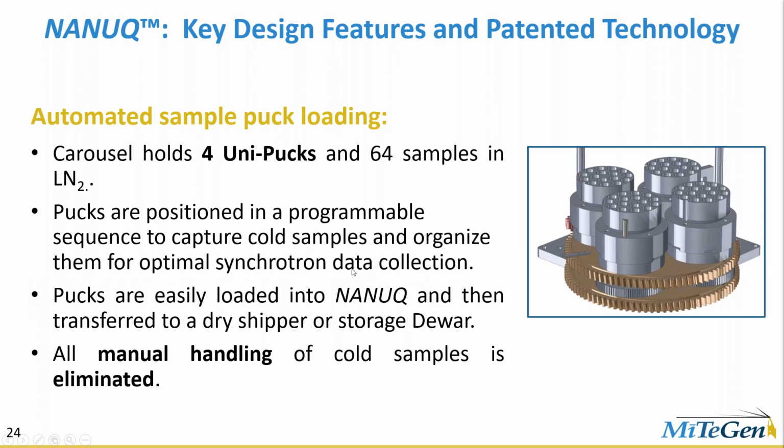Nanuq holds up to 4 unipucks and 64 samples in liquid nitrogen, and we designed this quite sophisticated system that operates in liquid nitrogen for positioning the samples. So you can program samples after they've been cooled to be loaded into the pucks in any sequence you want. So you can fill the pucks in a way that will organize your samples for optimal synchrotron data collection.